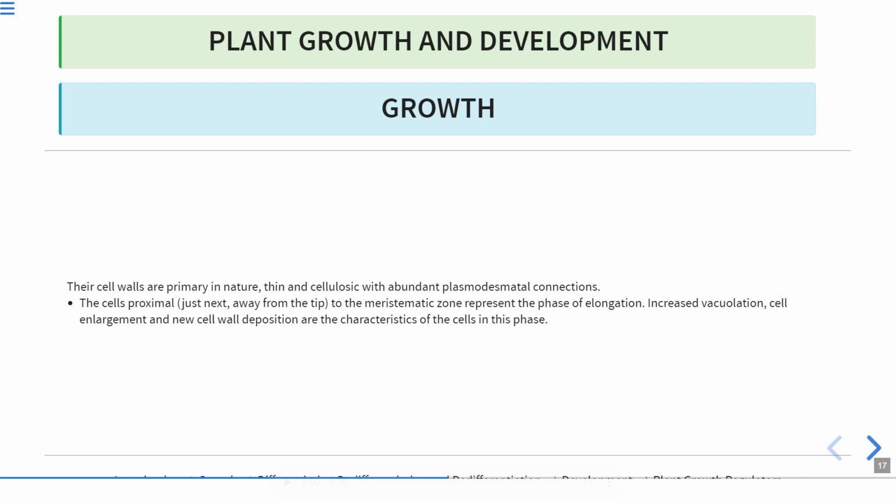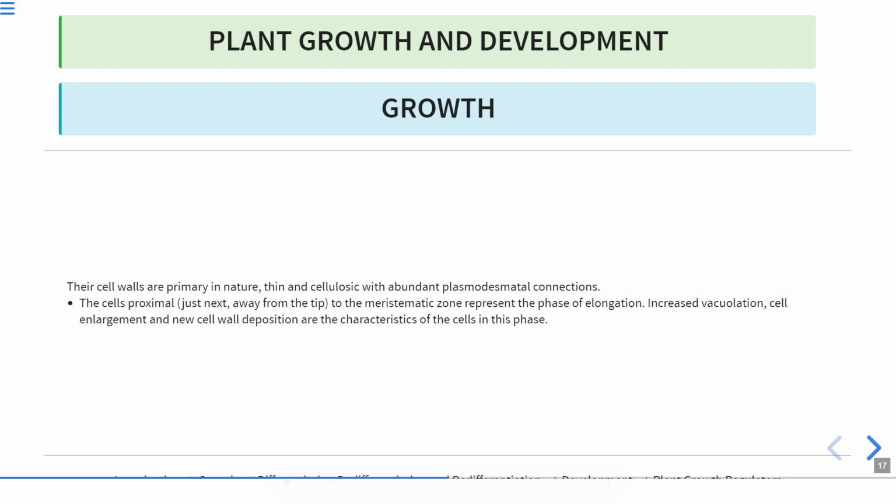The new cells formed by the activity of the meristematic cells increase in size. There is increased vacuolation, and the vacuoles become large. Cell enlargement and new cell wall deposition are the characteristics of the cells in this phase. So what happens in the phase of elongation? The cells get enlarged. The cells increase in size.